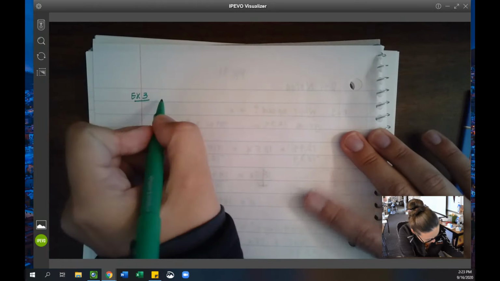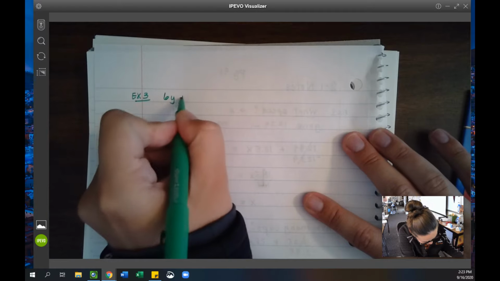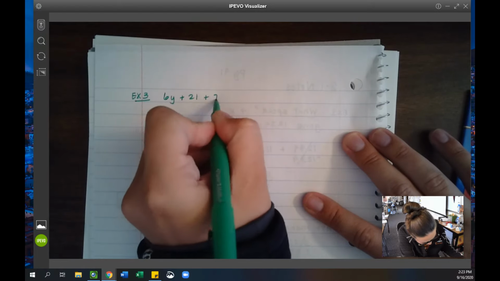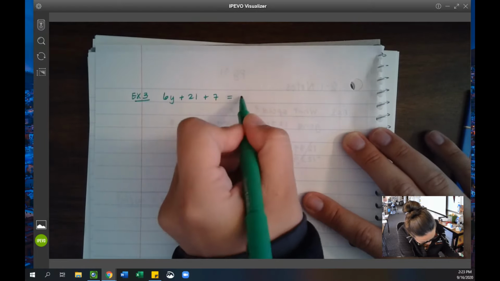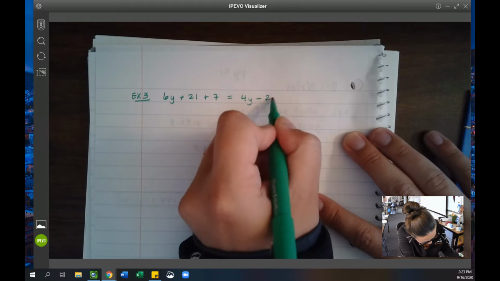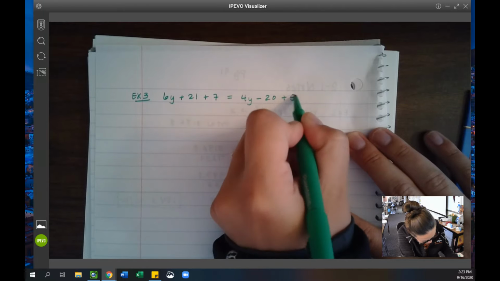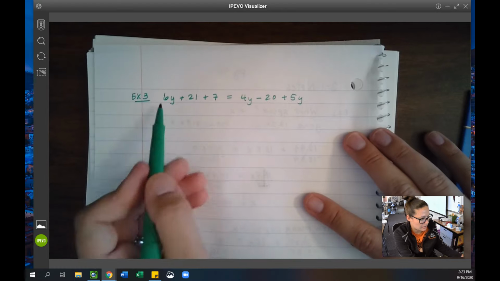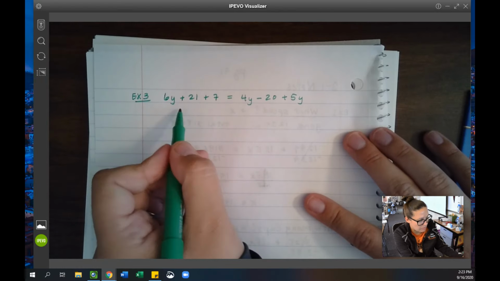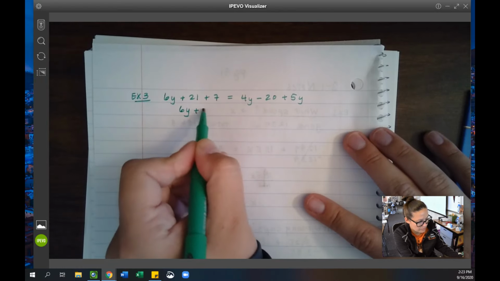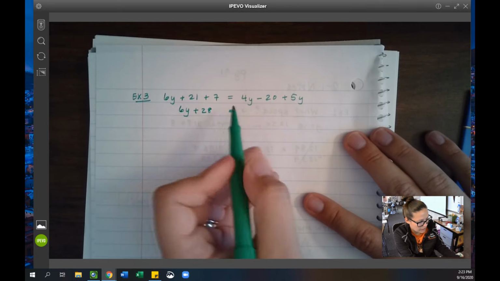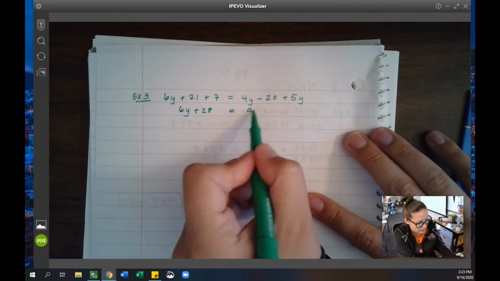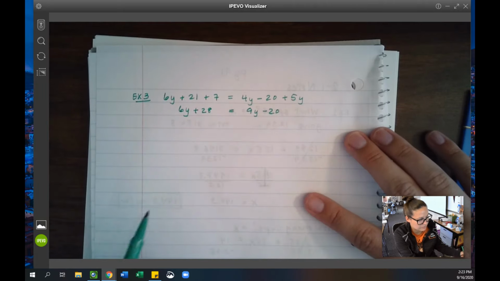Example 3. 6y plus 21 plus 7 equals 4y minus 20 plus 5y. We're going to solve for y. What you need to do first is simplify each side. So on the left, I can combine like terms. Same thing on the right. 4y and 5y gives me 9y.